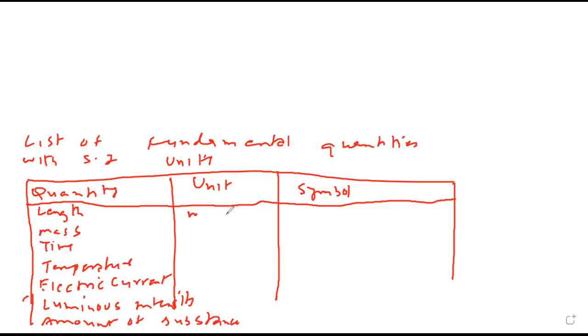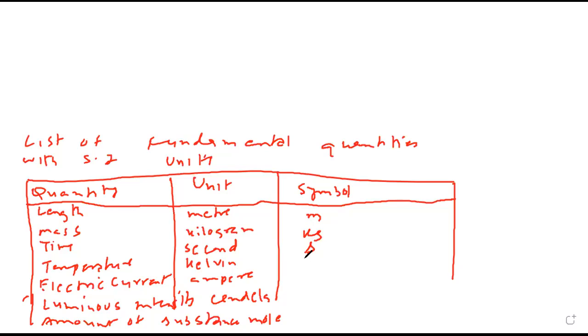Length unit is meter, mass is kilogram, time is second, temperature is Kelvin, current is ampere, luminous intensity is candela, and amount of substance is mole. So meter is denoted by m, kilogram kg, second s, Kelvin K, ampere A, candela cd, mole mol. These are the seven fundamental units. In addition to this, there are two complementary units that I am writing further.